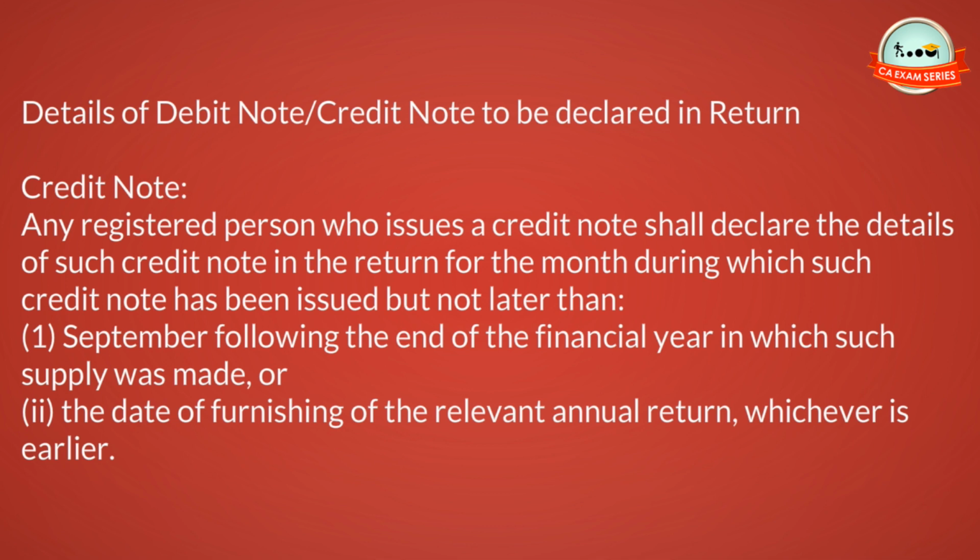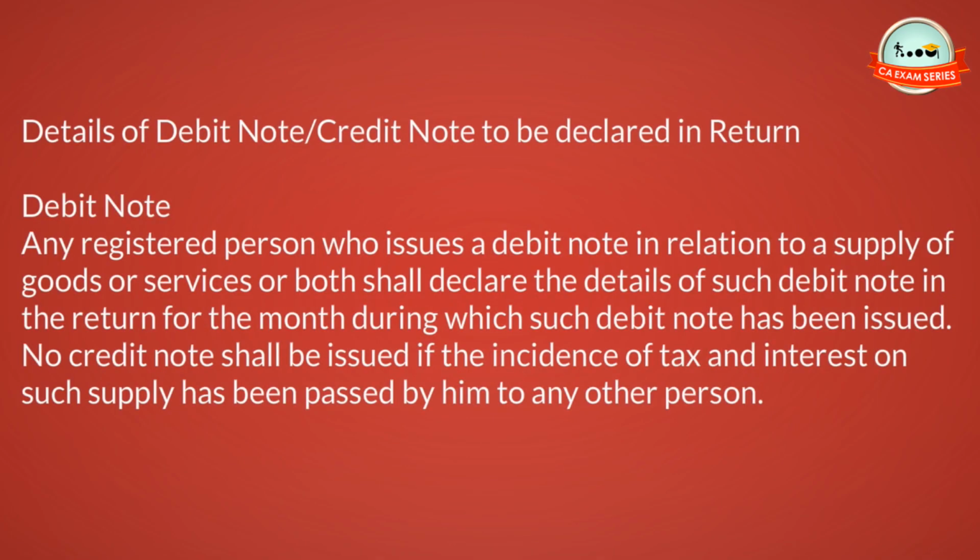Details of debit note and credit note to be declared in return. Credit note: any registered person who issues a credit note shall declare the details of such credit note in the return for the month during which such credit note has been issued, but not later than 1. September following the end of the financial year in which such supply was made, or 2. The date of furnishing of the relevant annual return, whichever is earlier.